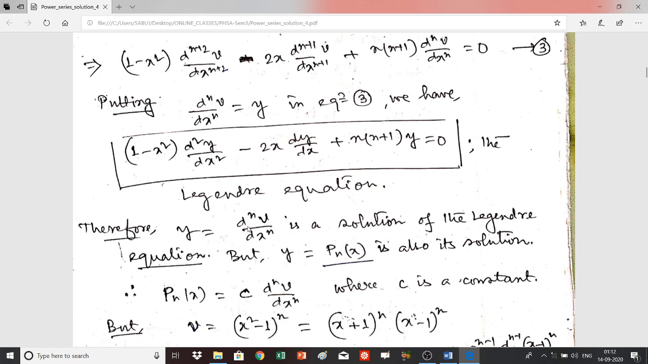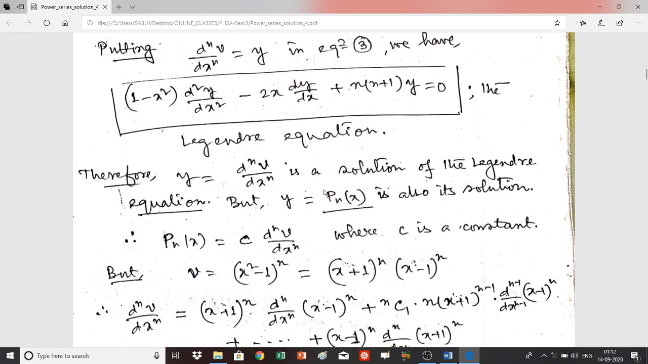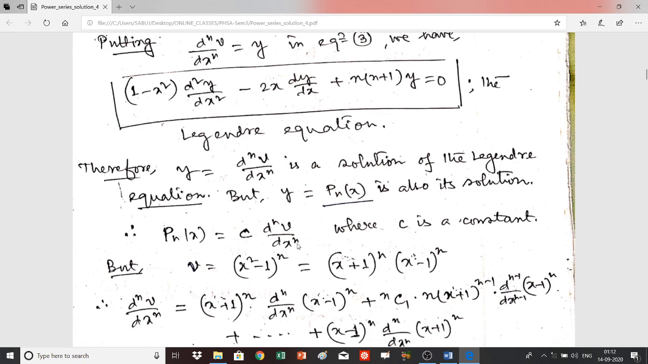So y is equal to d^n v by dx^n is a solution of the Legendre equation, and you also know that y is equal to P_n(x) is also a solution of the Legendre differential equation. So from these two you can write that P_n(x) is equal to c, a constant, into d^n v by dx^n, where c is a constant.